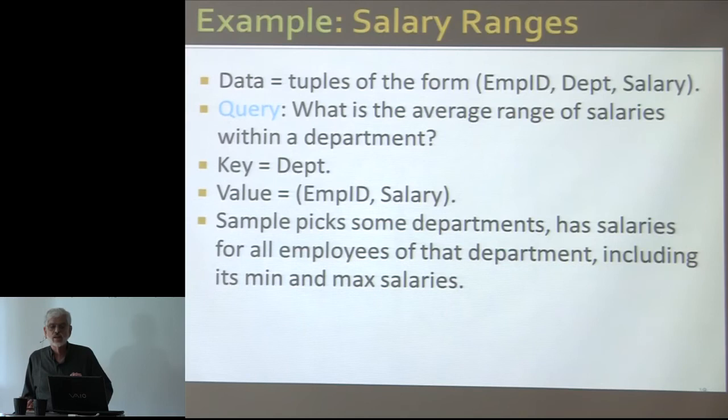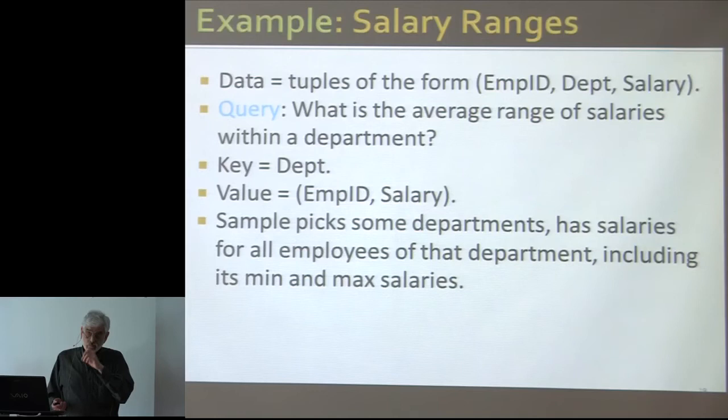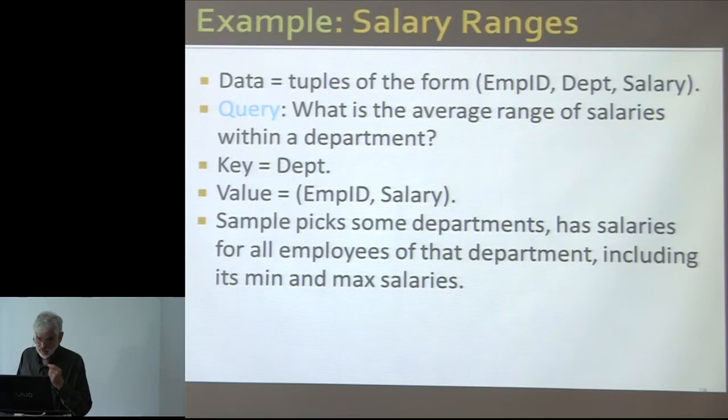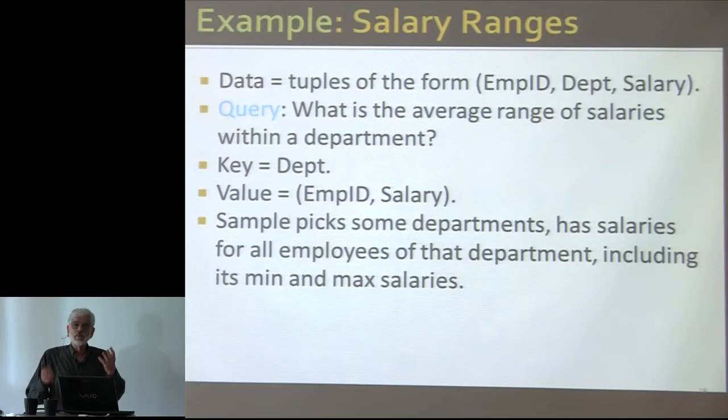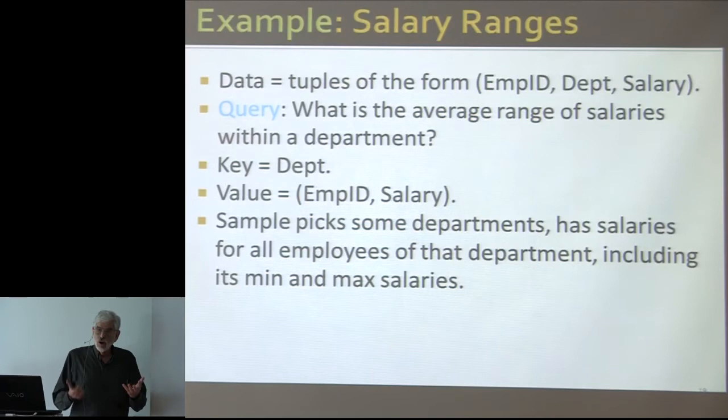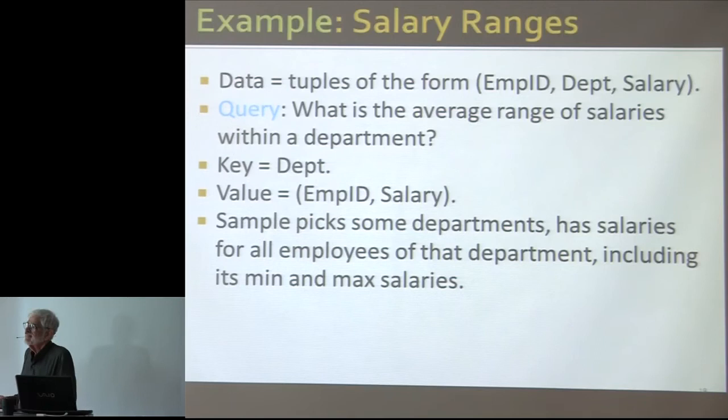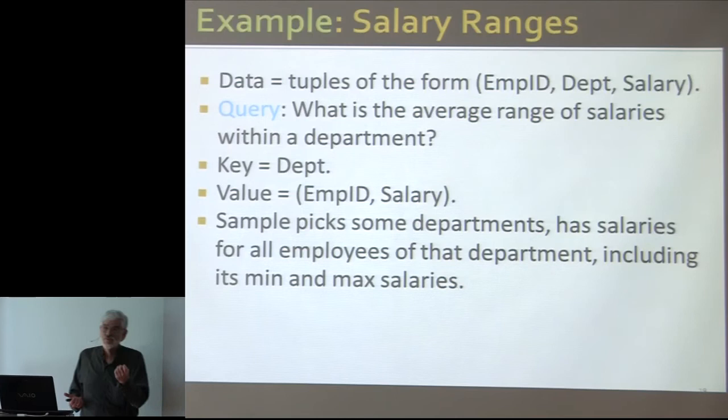But if the key is the department, then I'm really just sampling departments, and that's really all there is to it. What I get is, for each department in my sample, I see all the employees in that department, and therefore can compute the exact range of salaries, and I can compute the average among all the departments that I've taken. And since I took the departments at random, there's a reasonable chance that the average in the sample is pretty close to the true average. At any rate, there's no bias.